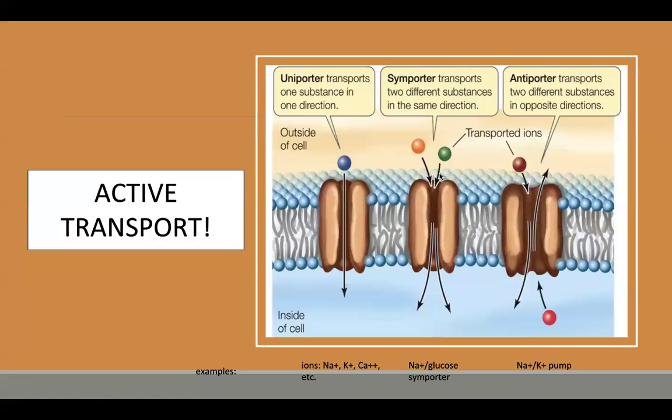Symporters can transport two different substances in the same direction. So for example, there are sodium-glucose symporters. Sodium and glucose can go from the outside of the cell to the inside of the cell. And then there are antiporters. Antiporters are extremely important because they transport two different substances in opposite directions. Sodium is able to be brought in, potassium is able to be brought out.